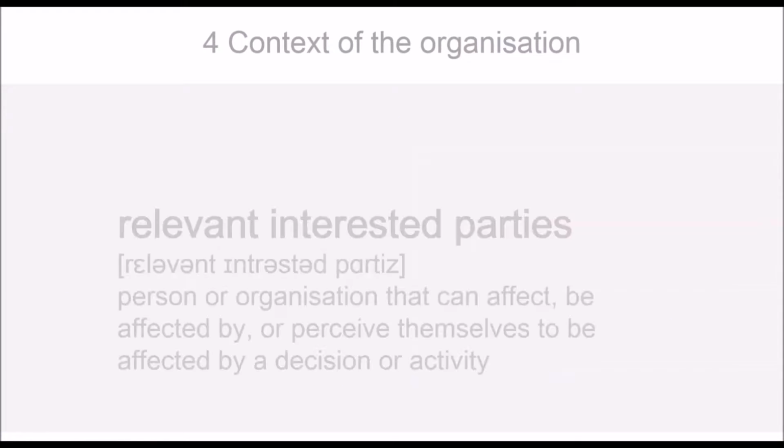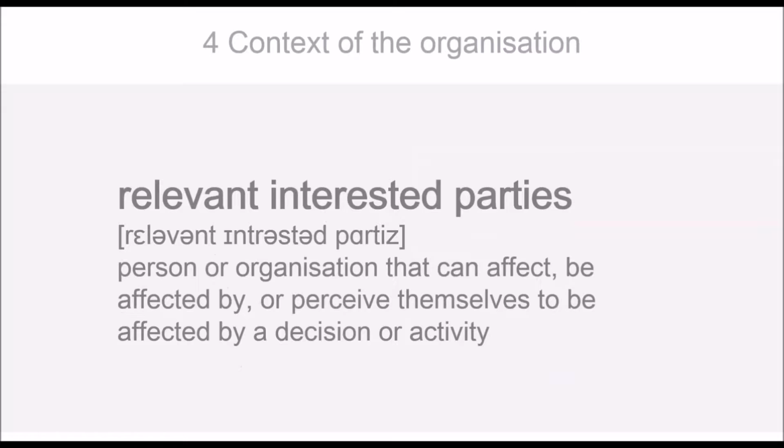The relevant interested parties are to be included in the context of the organisation. The definition of a relevant interested party is a person or organisation that can affect, be affected by, or perceive themselves to be affected by a decision or activity. This definition could include anyone. But let's take a closer look at what is meant.